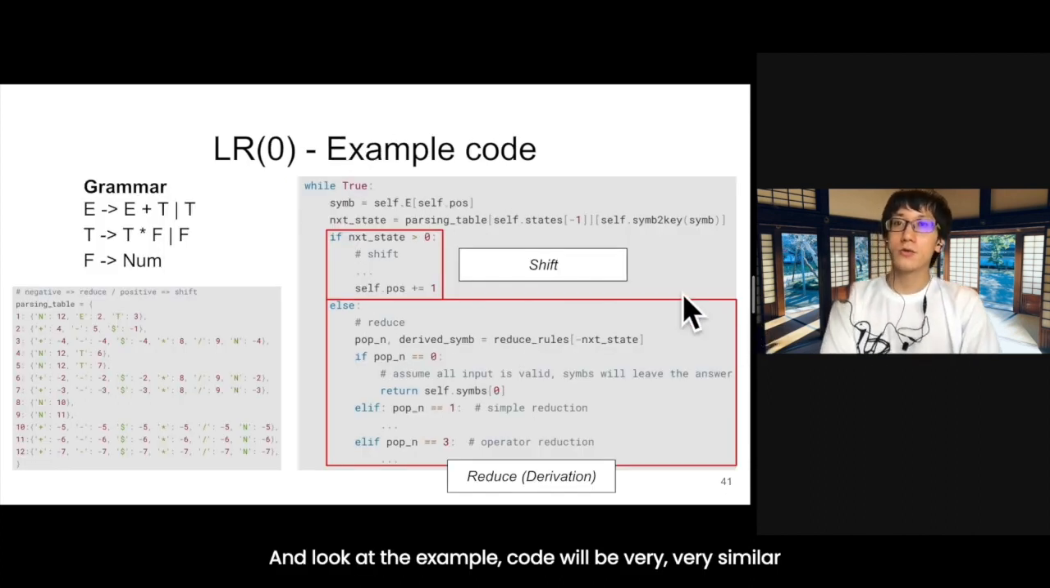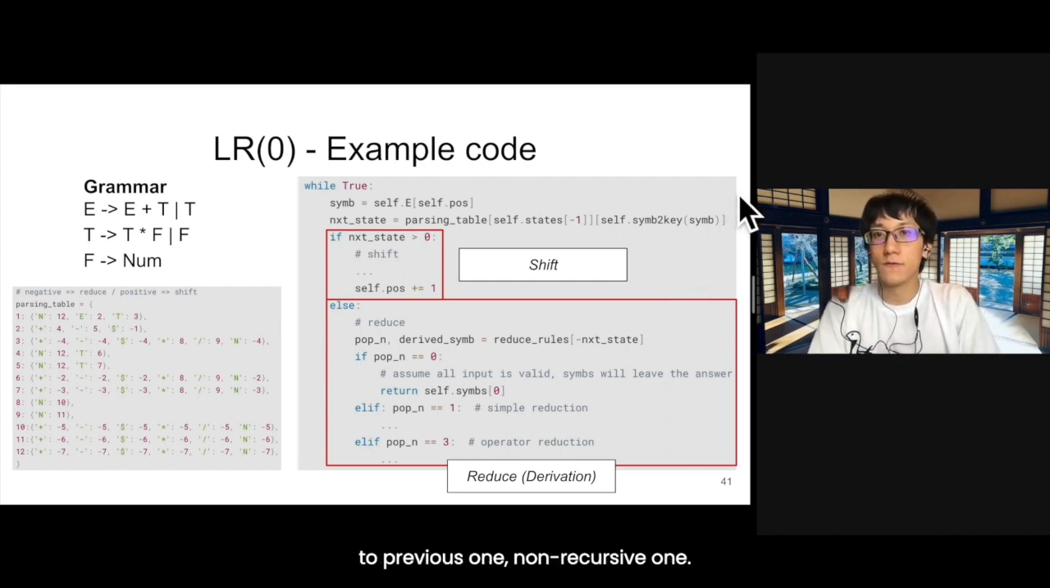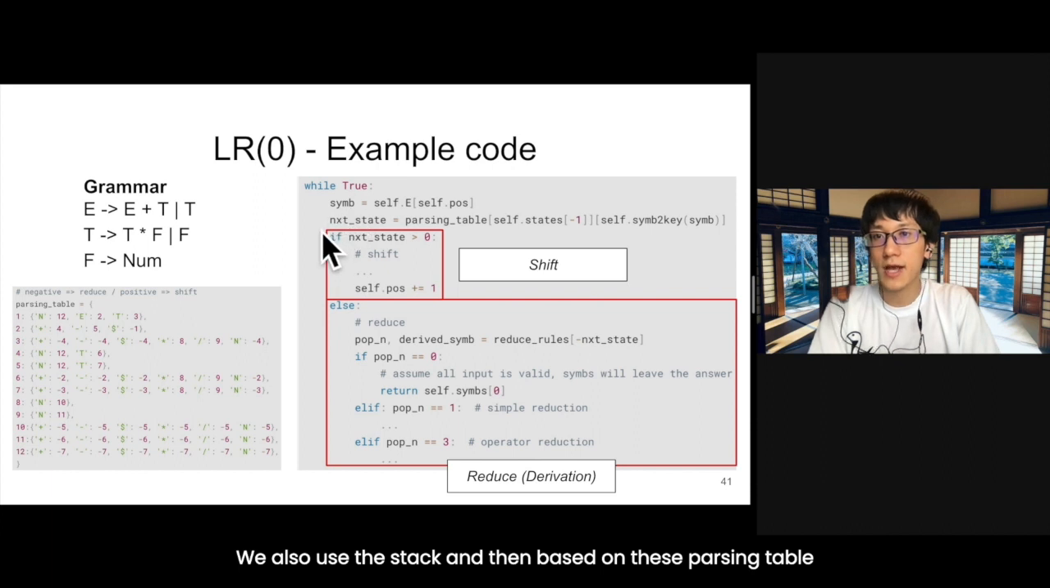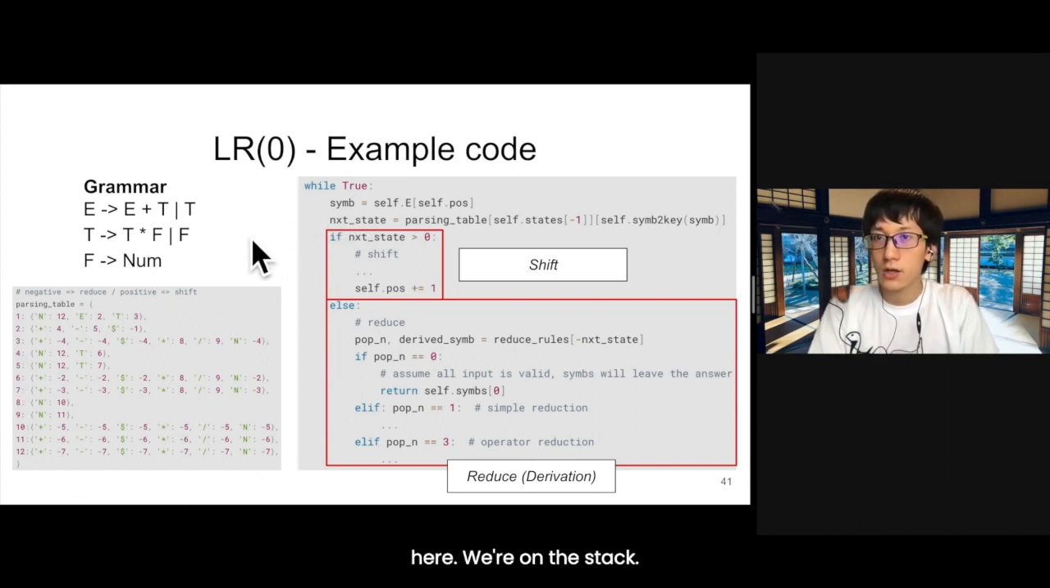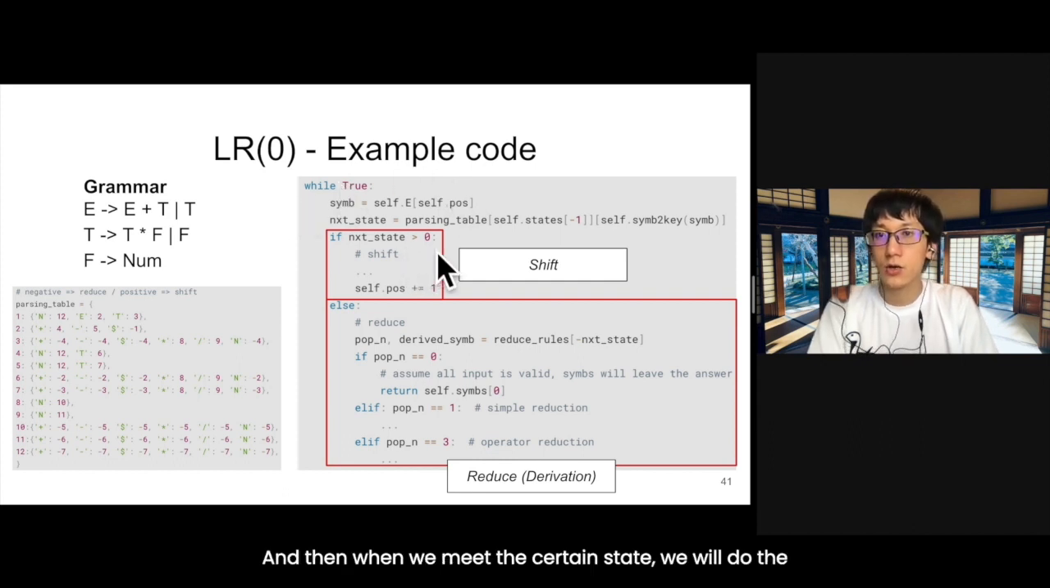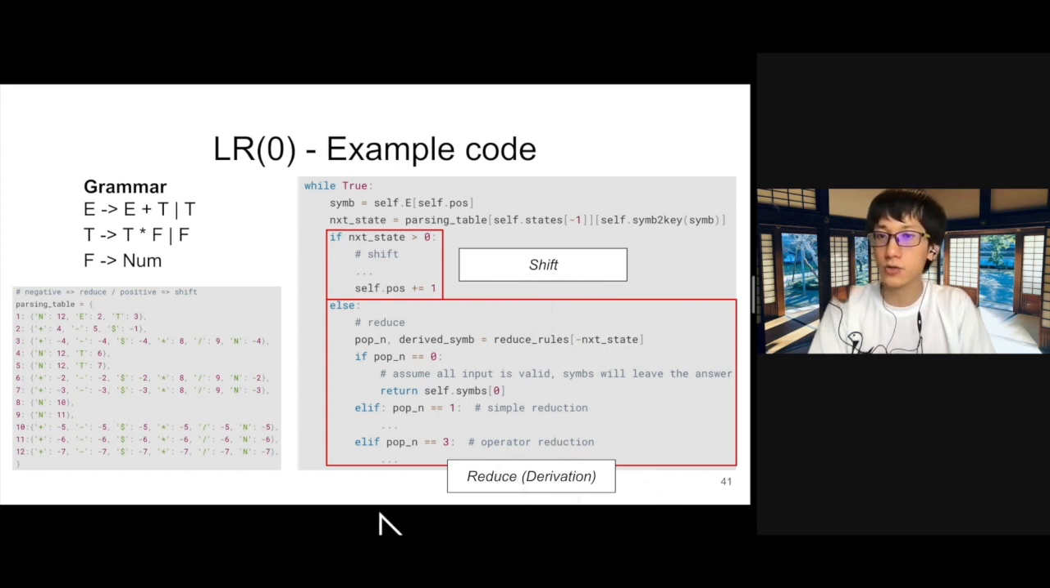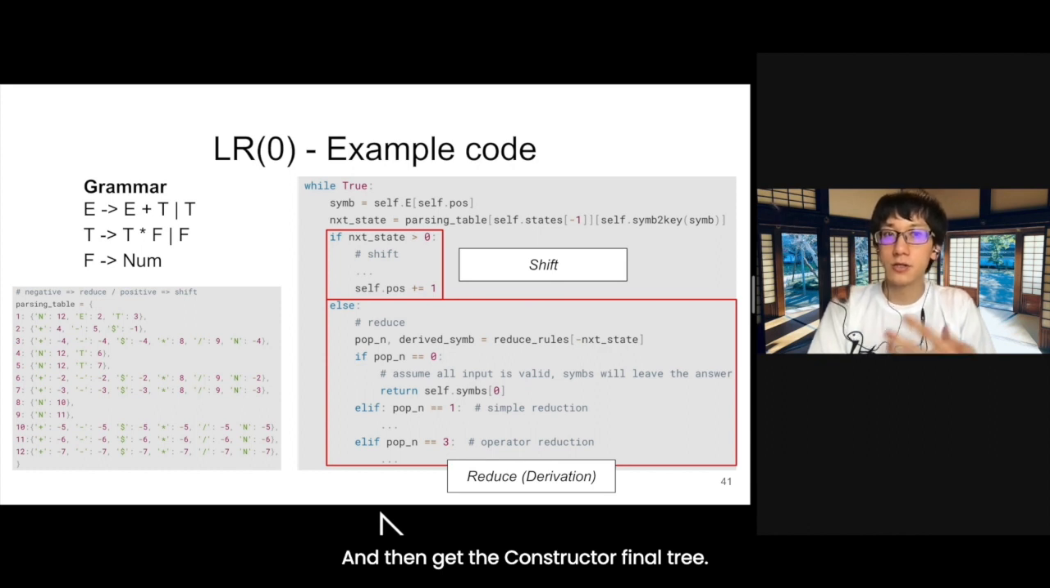Looking at the example code, it would be very, very similar to the previous non-recursive one. We also use a stack, and based on this parsing table here, we run the stack, and when we meet a certain state, we will do the following action, either shift or reduce. And then we get the constructed final tree.